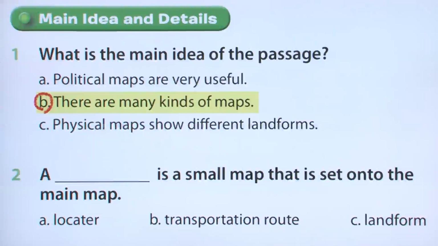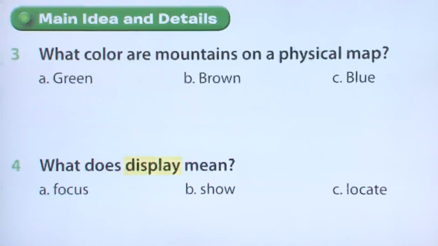Number two, a blank is a small map that is set onto the main map. Which is that now? Locator, transportation route, or landform? Which one of those is the small map? Yeah, the locator map. It's a kind of small map, shows us where the bigger picture is.